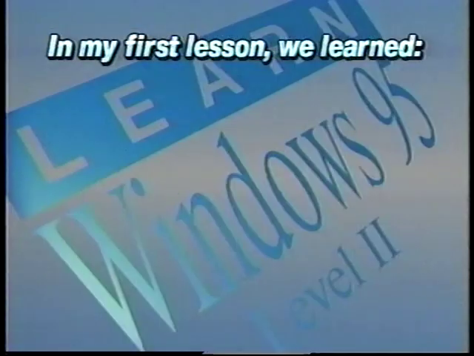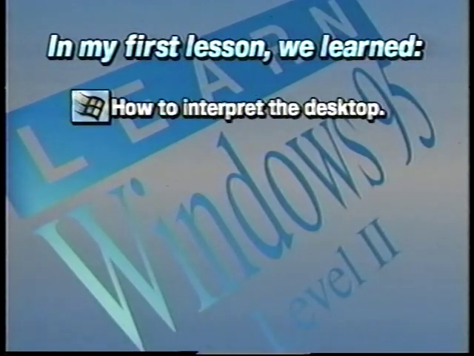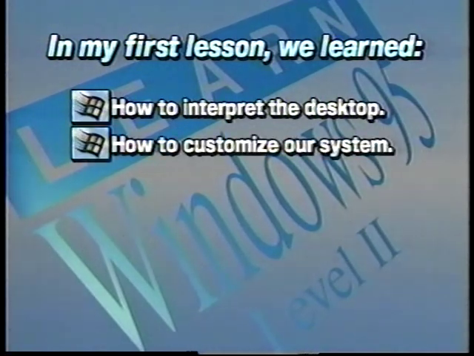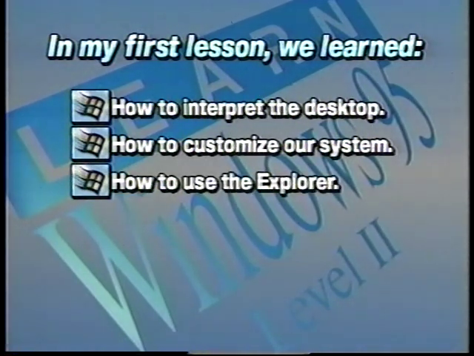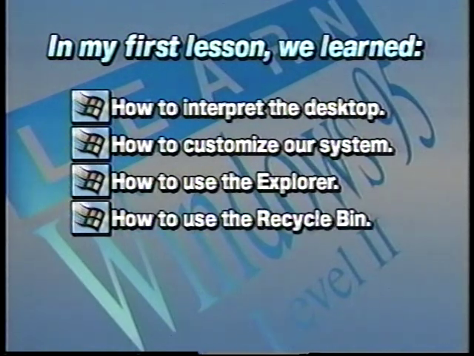In my first lesson on Windows 95, we learned how to interpret the desktop, its screen icons and controls. We also learned how to customize our system, including the screen display, multimedia controls, and program shortcuts. In addition to those skills, we learned how to use the Explorer to perform file operations such as finding, copying, moving, and deleting files. Plus, we learned how to use the recycle bin.